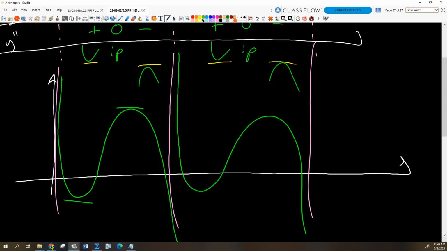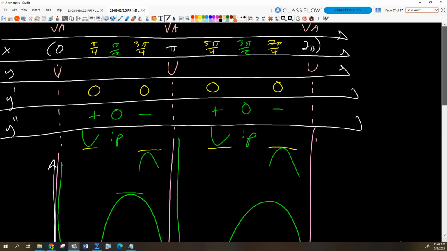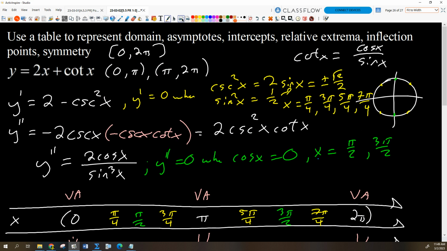Mm-hmm. What's that? Oh, previous page. Like yellow or green, or what are we looking at?